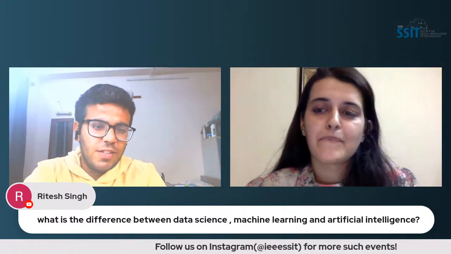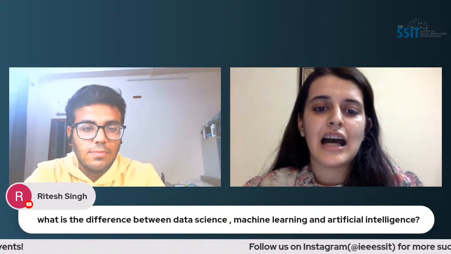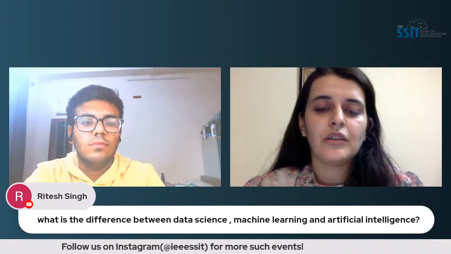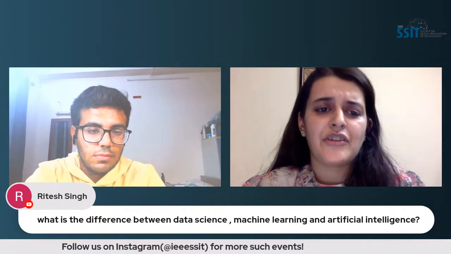Question one: what is the difference between data science, machine learning, and artificial intelligence? I would say that machine learning and artificial intelligence are a part of data science. All three of them are interrelated somehow. Machine learning is when a machine learns to perform functions on its own, and so is artificial intelligence, because it also uses machine learning to make decisions and everything.